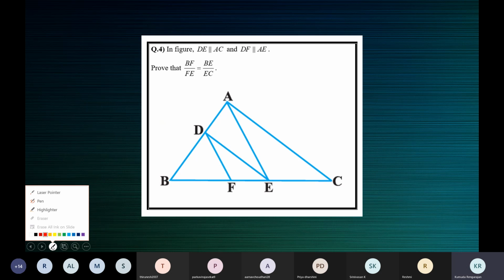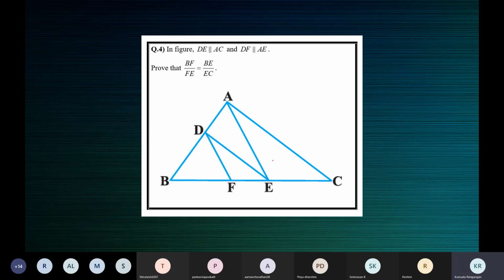I want you to try this in your book and tell me. We mark what is parallel. DE is parallel to AC. DE is parallel to AC and DF is parallel to AE. Okay, just manage this.